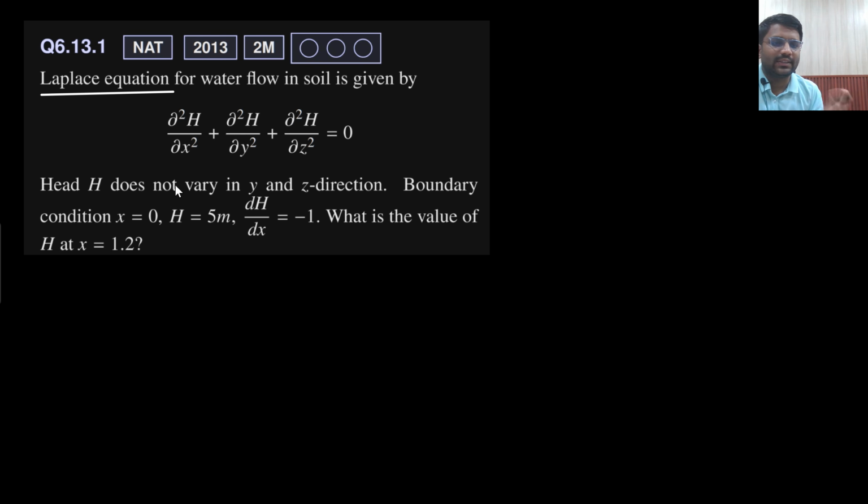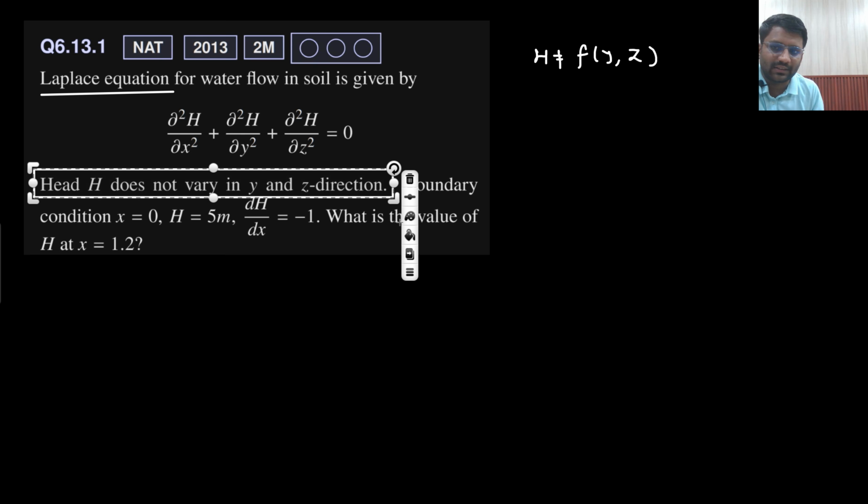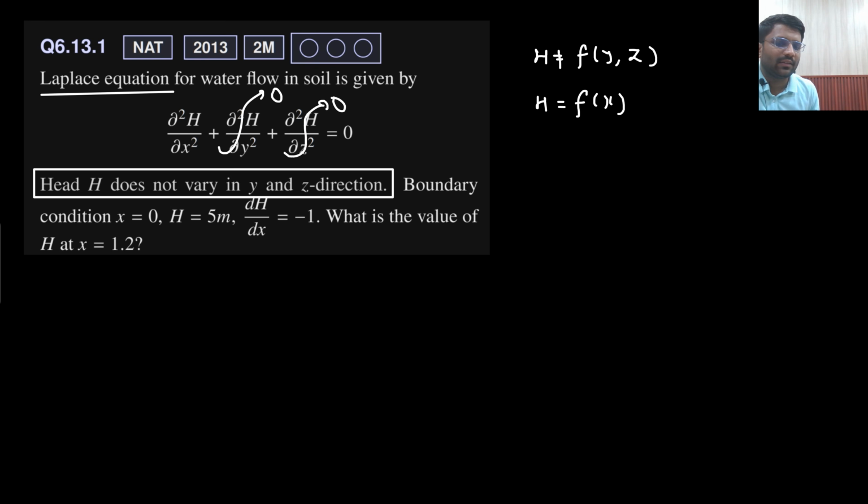Had h, I don't know what is had, but what they are saying is that had h does not vary in y and z direction. What does that mean? That means h is not a function of y and z. What do you understand by this line? That means h is only the function of x. That means these guys are 0. They have no meaning. Right? Are you able to understand this point?